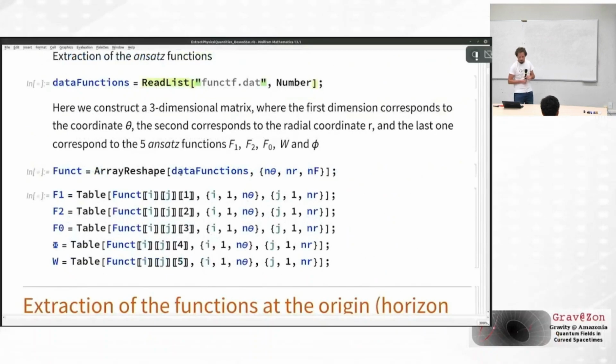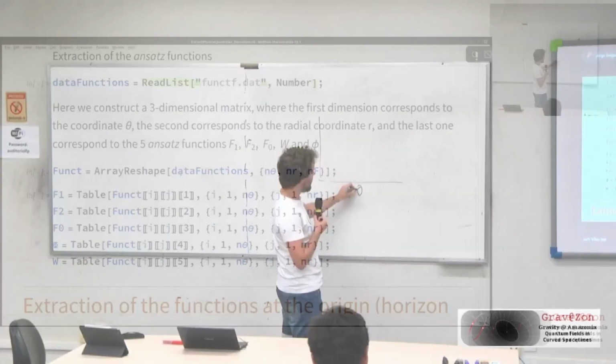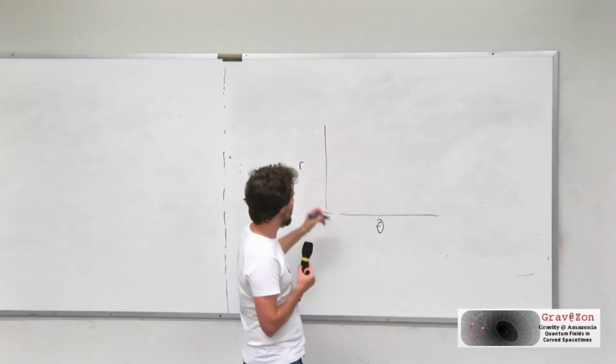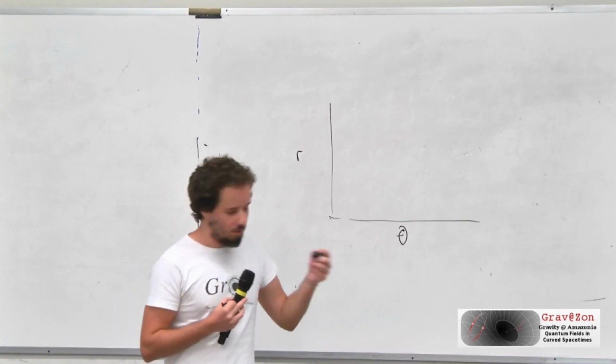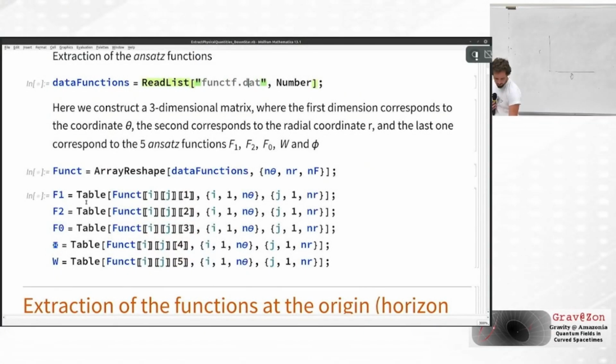Here I just basically constructed three-dimensional matrices. So it's just to do a 3D matrix. Here we'll have the theta points, the r points, and then in this third direction there will be the 5 functions. You do this so that then you can have matrices for each one of the functions.